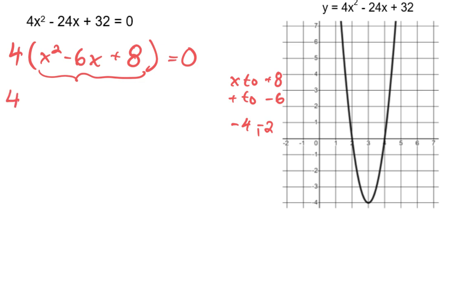I'm going to keep the 4 out here. Like the 4 doesn't vanish. We still need that 4 there. I'm going to create my two brackets here, equals 0. So everything stays the same, except we're taking this bracket, this x squared minus 6x plus 8 in brackets, and we're factoring it. I'm going to need an x here and an x here. I'm going to need a -4, and I'm going to need a -2. So there it is in fully factored form.